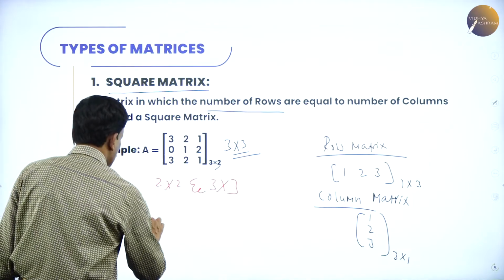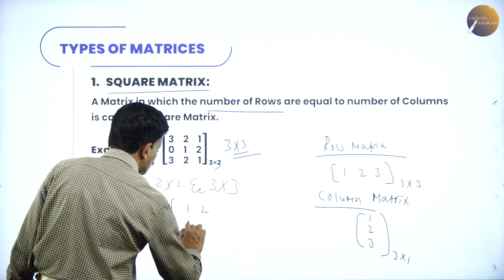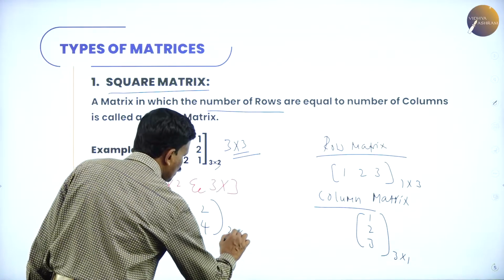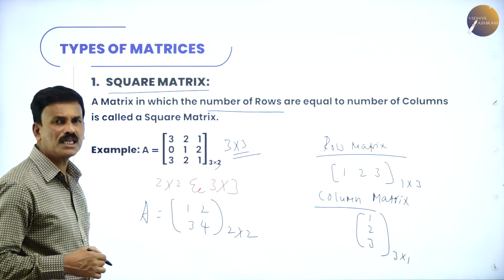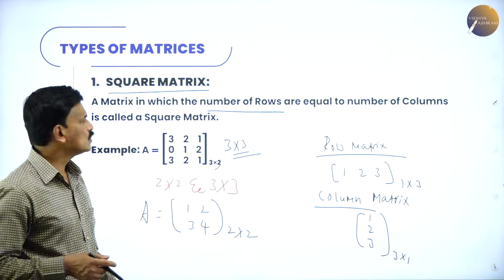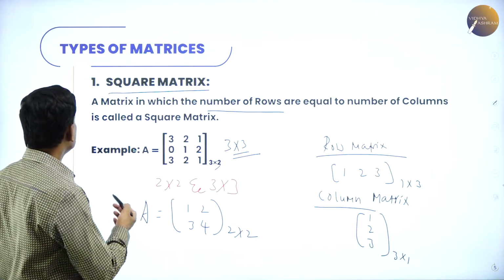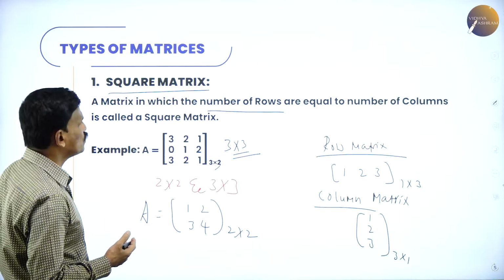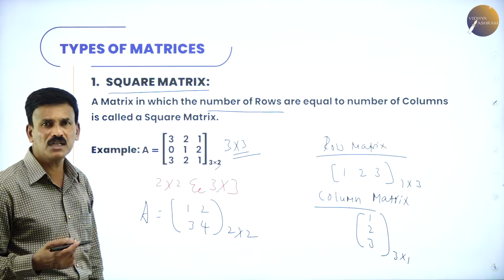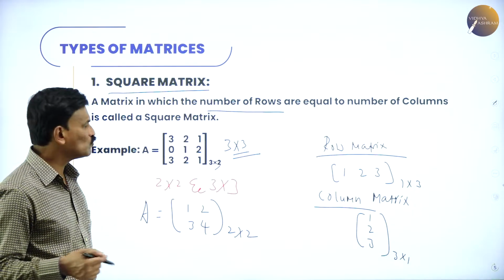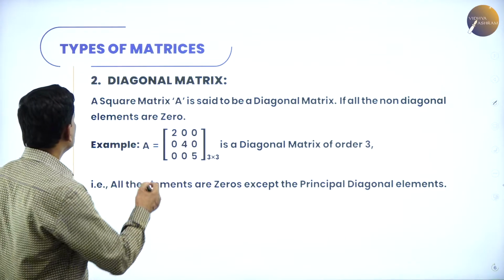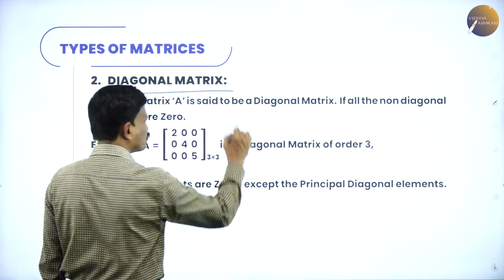Let us consider another example. A is equal to 1, 2, 3, 4. This is a square matrix of order 2 rows and 2 columns. So these are all examples for square matrices. A square matrix means a matrix in which the number of rows is equal to number of columns. Okay, now let us come to the next one, diagonal matrix.